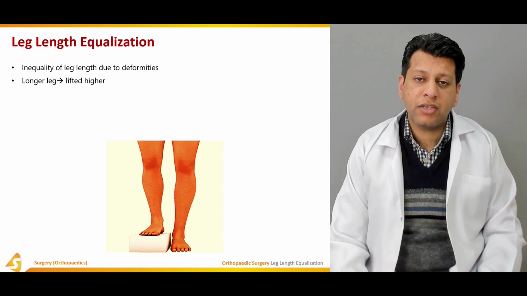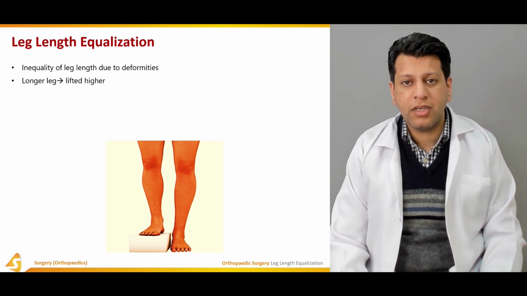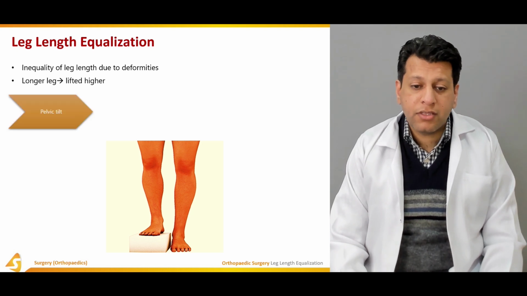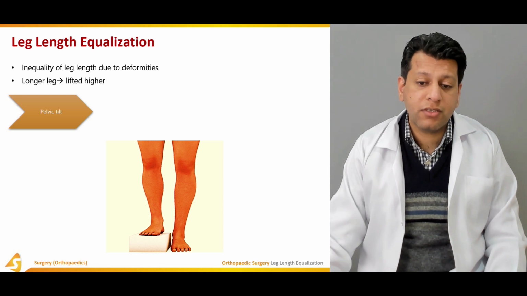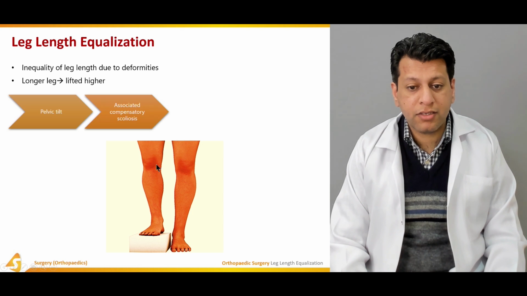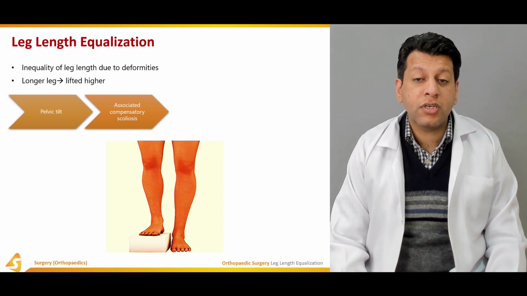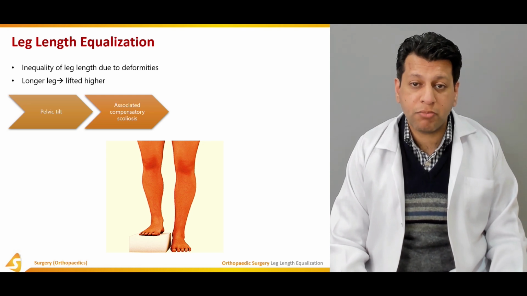So what is important is that the longer leg has to be lifted higher, and the problem would be that he or she has to bend the knee of the longer leg so that he or she can stand properly. Therefore, the problem is the pelvic tilt, as I just told you. If the child has a right short leg, there will be increased chances of right hip arthritis. There could be associated compensatory scoliosis, which would eventually lead to increased back pain and all those symptoms.